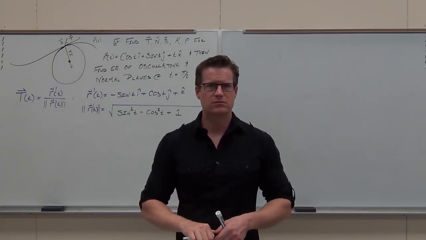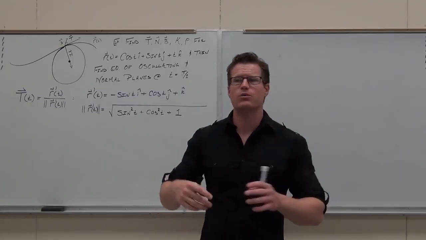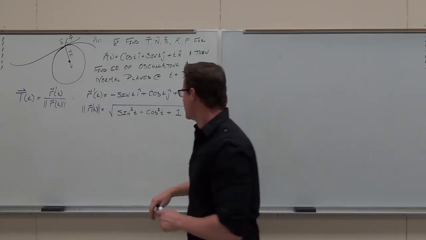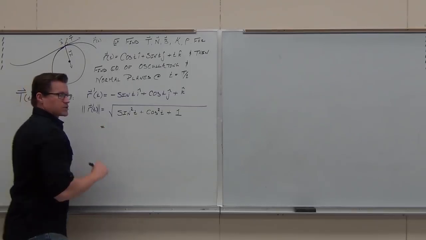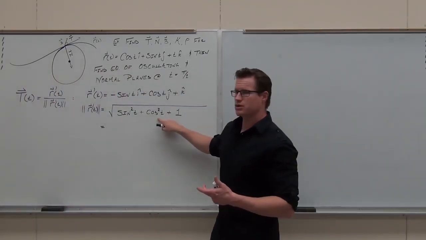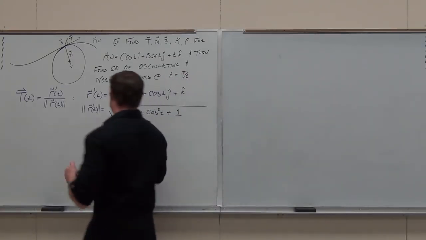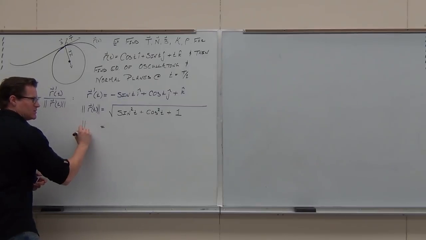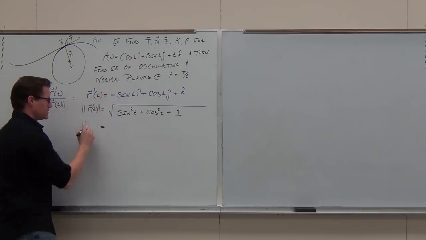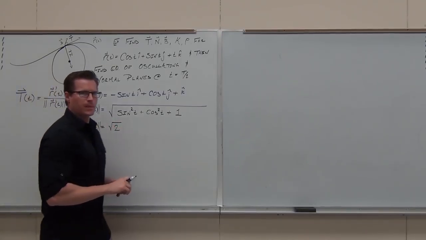Super difficult? Not really, as long as you keep track of what it is that we're doing, what we're finding, understand what we're actually trying to accomplish here. Now, can you simplify it? This is great because this is how much? 1 plus 1 plus 1 gives you the square root of 3. So the magnitude of this tangent vector is simply the square root of 2.